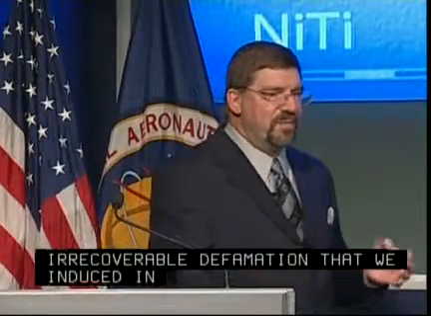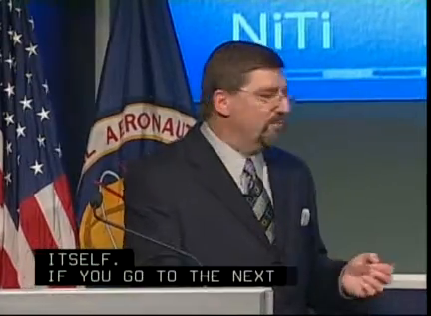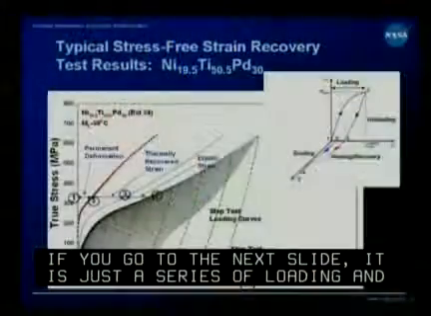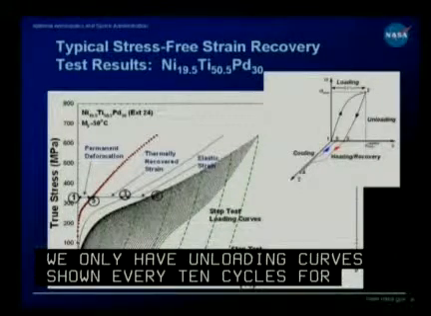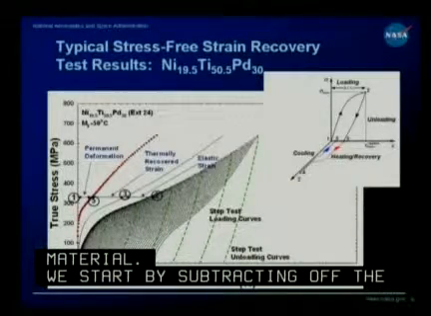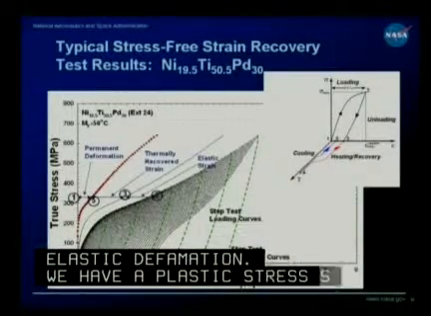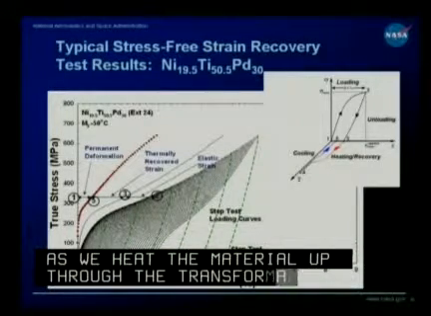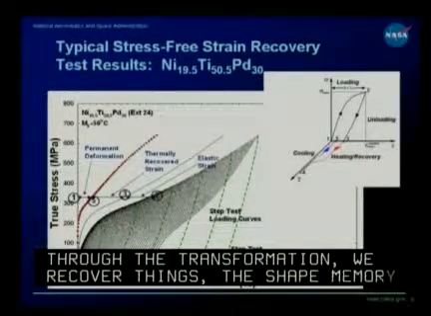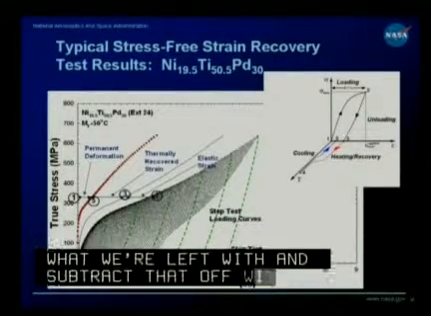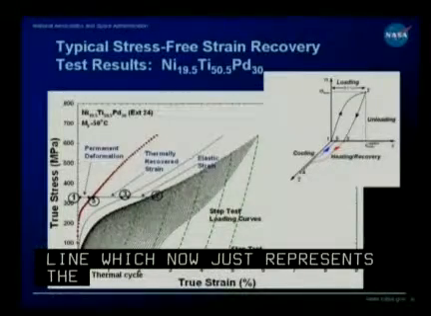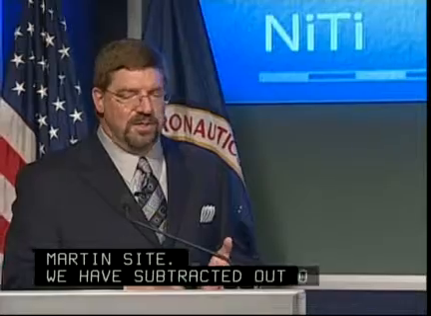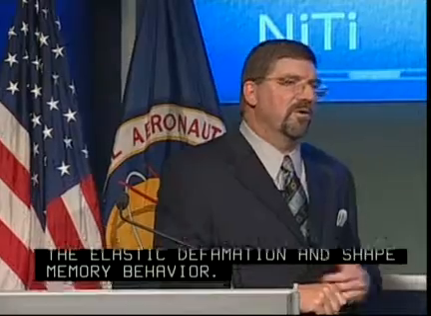So if you go to the next slide, it's just a series of loading and unloading curves, though we only have unloading curves shown every 10 cycles for the material. We start by subtracting off the elastic deformation, so we have basically a plastic stress strain curve. As we heat the material up through the transformation, we recover the shape memory strain. What we're left with, and subtract that off, is a curve represented by that red line, which now just represents the permanent deformation of the martensite. We've subtracted out all the deformation processes that are recoverable, elastic deformation and shape memory behavior. So basically we have like a pseudo stress strain curve for permanent deformation of the martensite.